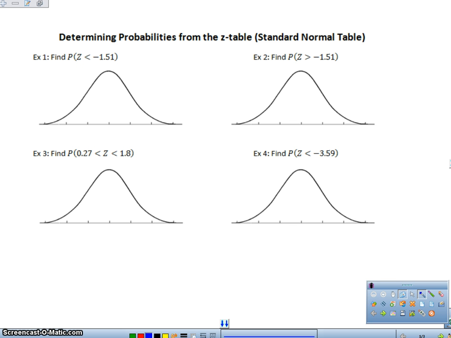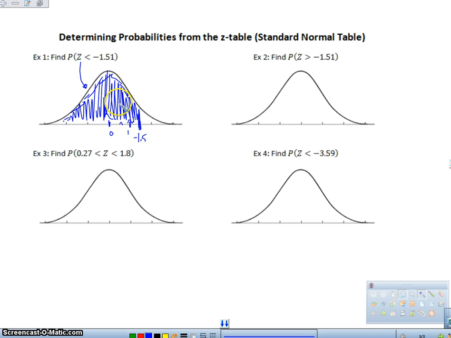So what we're going to do here is first get the probability that z is less than negative 1.5. Here's negative 1.5 on a z-score axis, and I'm going to draw a line here and shade the region that represents that probability. It's less than, so it's everything underneath this z-score.